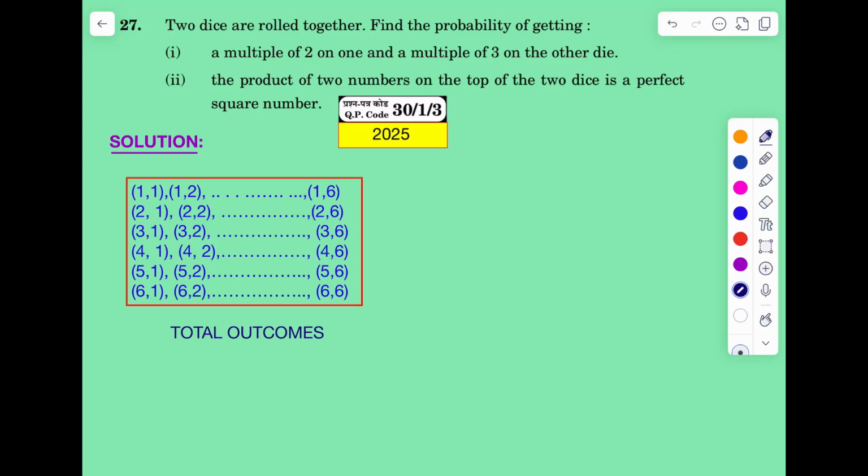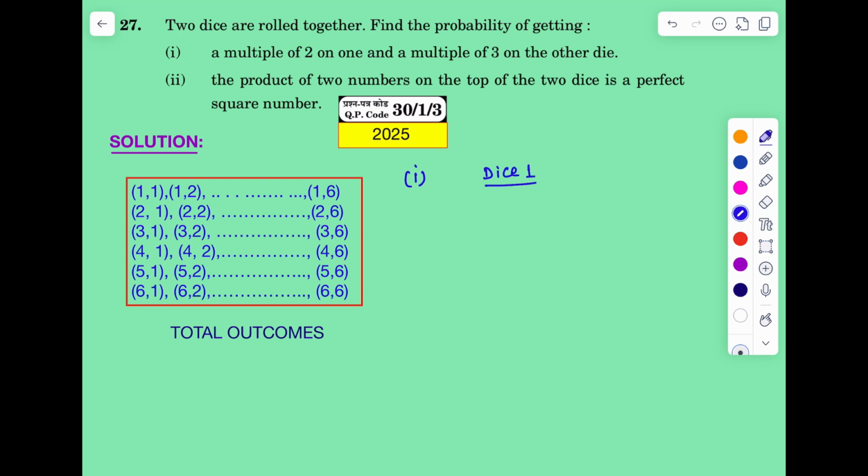Two dice are rolled together. Find the probability of getting: first question, a multiple of 2 on one and a multiple of 3 on the other die.